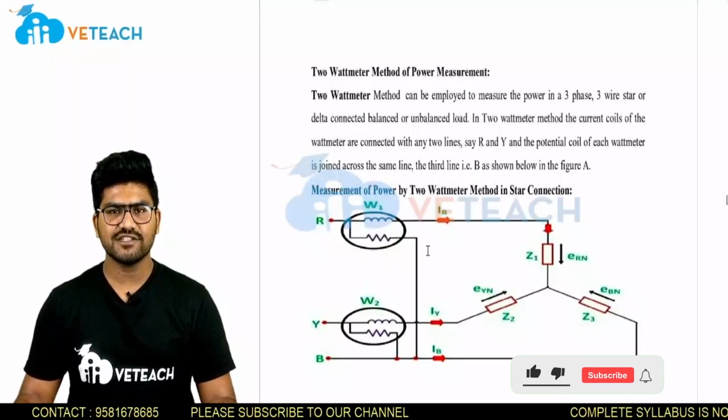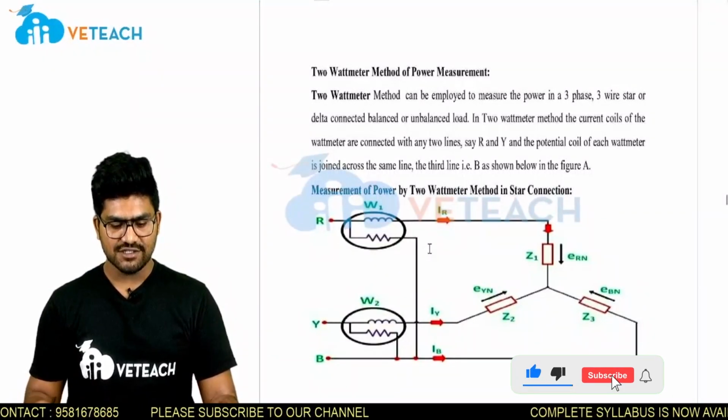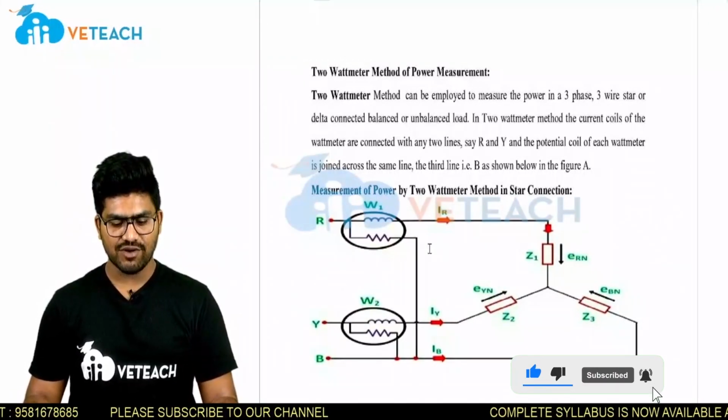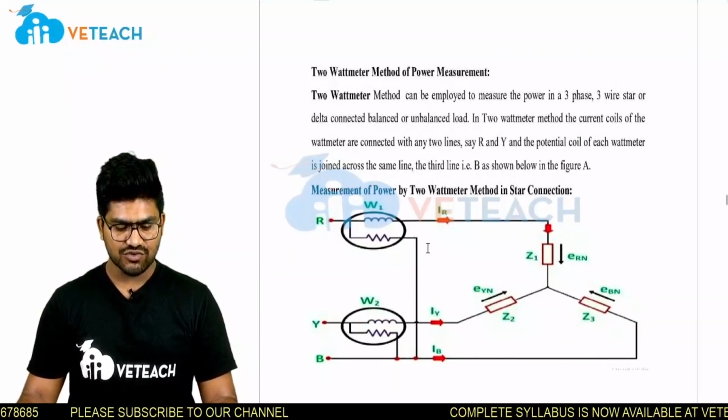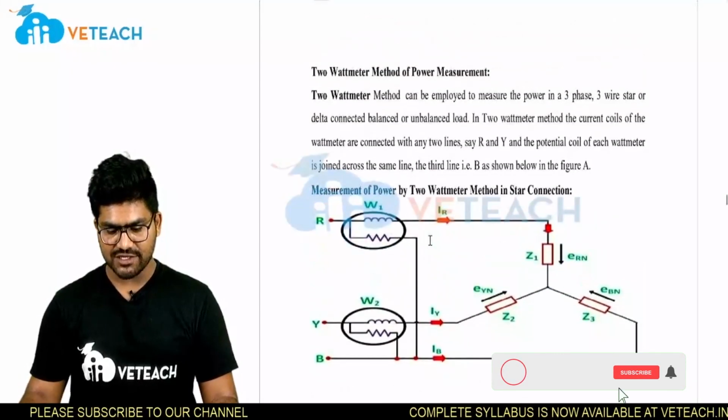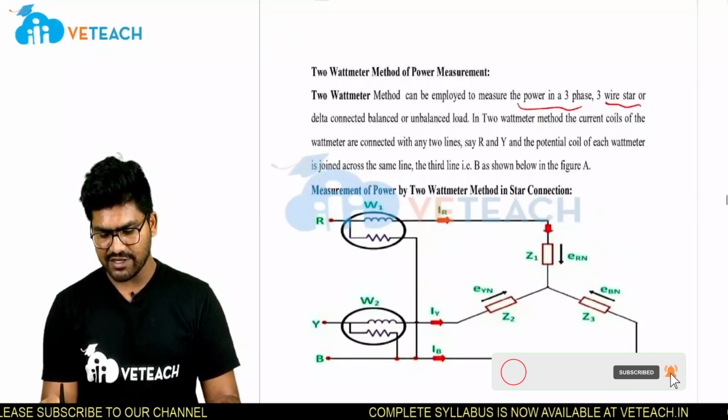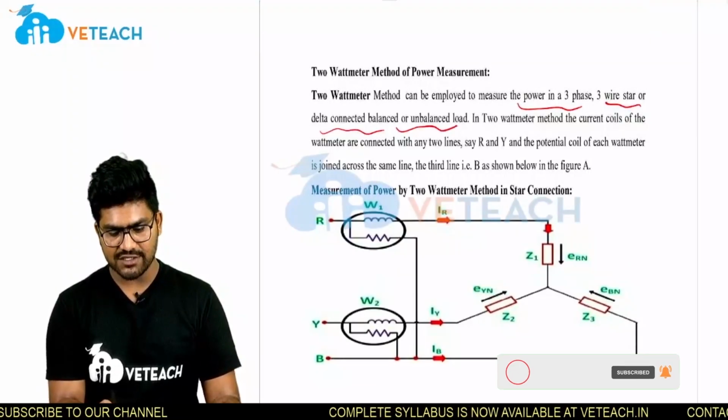Guys, welcome to B.Tech. Now we are going to discuss the 2-watt meter method of power measurement. This 2-watt meter method can be employed to measure a 3-phase, 3-wire star or delta connected balanced or unbalanced load.